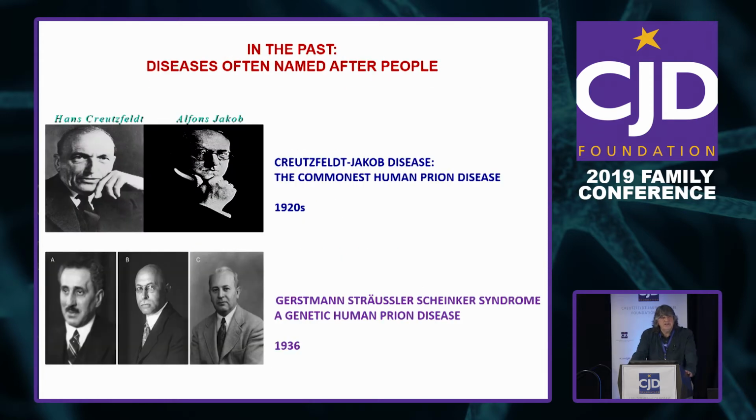So in the past, diseases were often named after people who described them. So CJD, named after Creutzfeldt and Jakob, first reported in the 1920s, remains the commonest human prion disease. Interestingly, although Jakob definitely did describe this disease, Creutzfeldt almost definitely did not, and his name is attached by a sort of historical accident, but it stuck. And then there's Gerstmann-Straussler-Scheinker syndrome, in 1936, a genetic human prion disease.